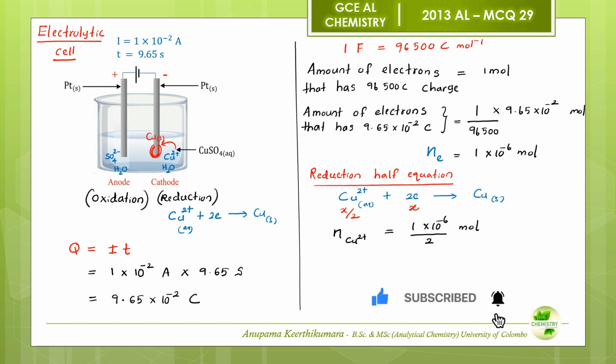Concentration is number of moles divided by volume. Therefore, the concentration of aqueous copper 2 plus ions is number of moles, that is 1 times 10 to the negative 6 divided by 2, divided by the volume. Volume is 25 cubic centimeters. We have to convert cubic centimeters into cubic decimeters.